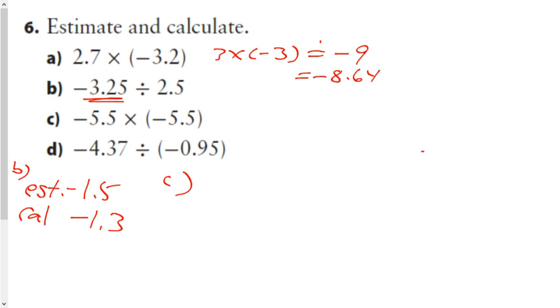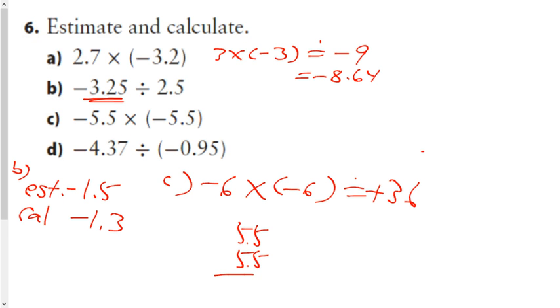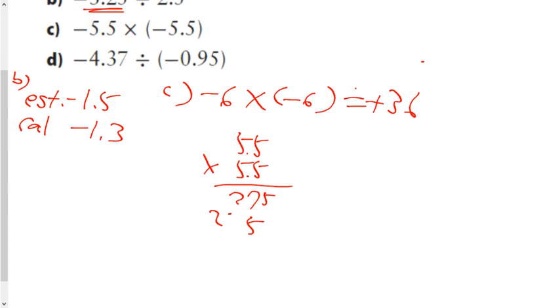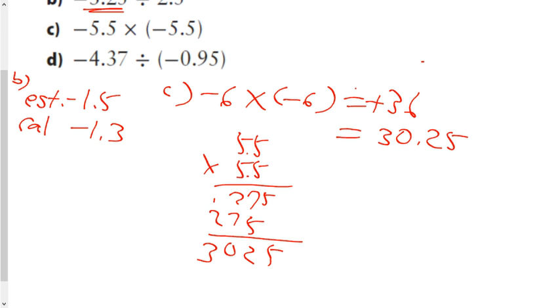Question C. For our estimation, we're going to make it negative 6 times negative 6, which is an estimation of positive 36. We're going to multiply this out on a calculator. 5.5 times 5.5, 25, 27. Add them together. You get 3025. Put your decimal where it needs to be. So your actual calculation is positive 30.25.